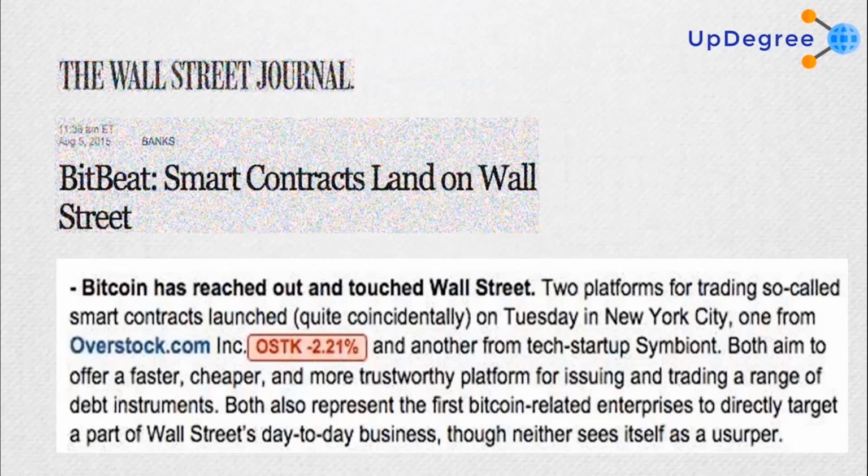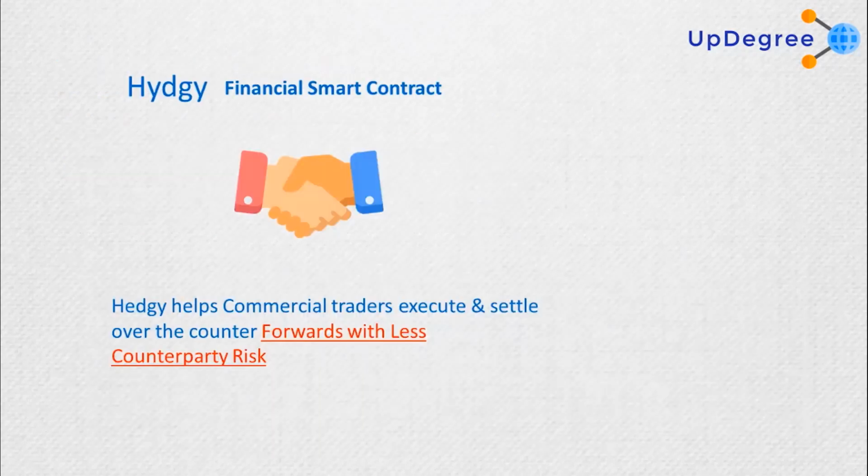So some of the things, I'm just pulling the snippets actually. Smart contracts on Wall Street. Many of them on Wall Street have already taken care of this, they're trying smart contracts excellently. There's another smart contract called Hedgie.